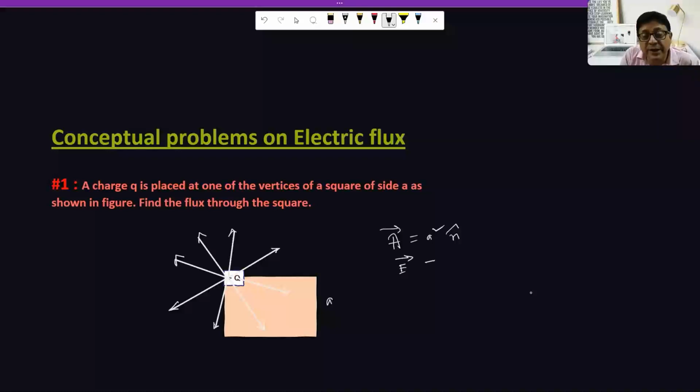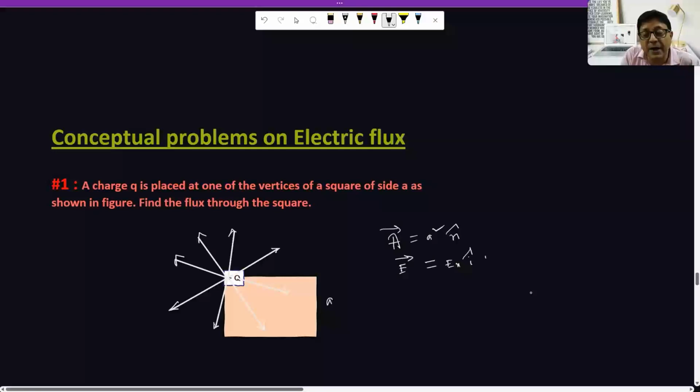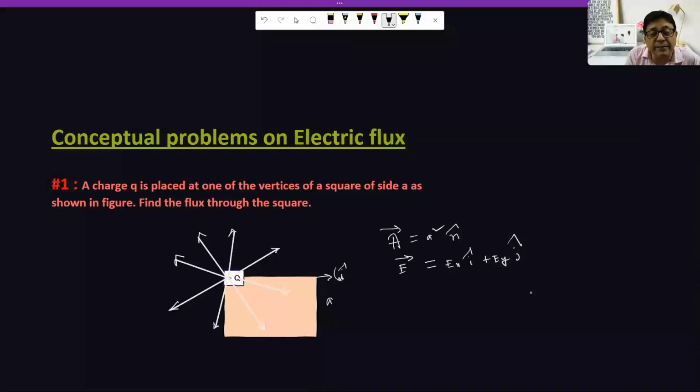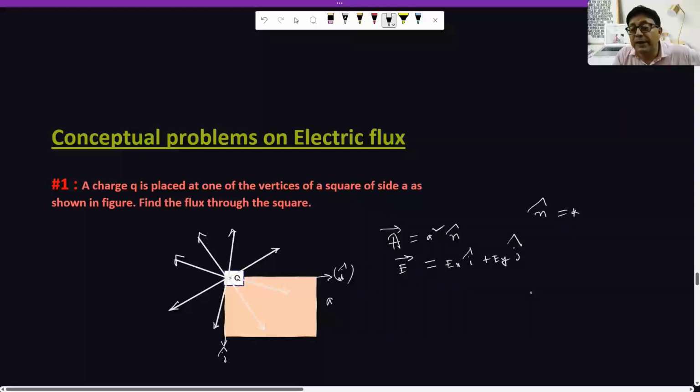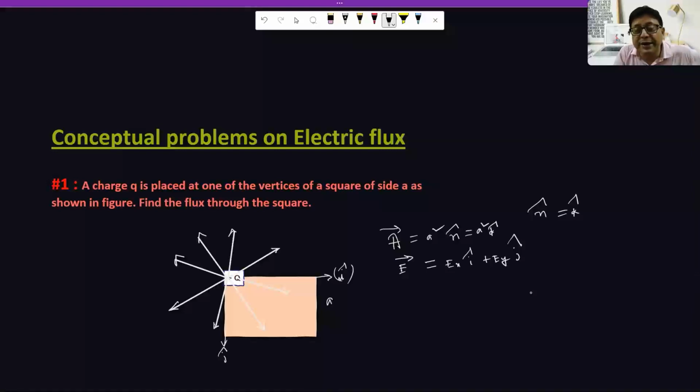So E vector can be taken as Ex i cap plus Ey j cap. I cap and j cap, I am assuming that they are unit vectors along x and y axis. This is i cap and this one j cap, along x axis and along y axis. Now this area vector, the unit normal, is coming towards me. So obviously n cap can be replaced by k cap. So the area vector is going to be A square into k cap.